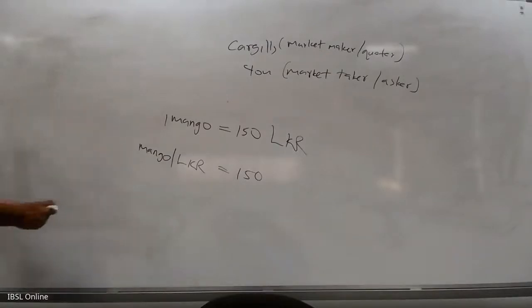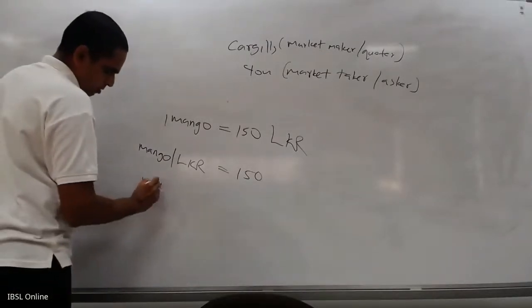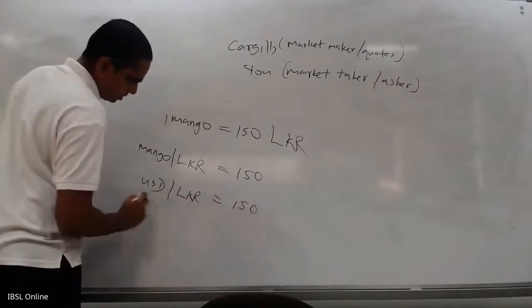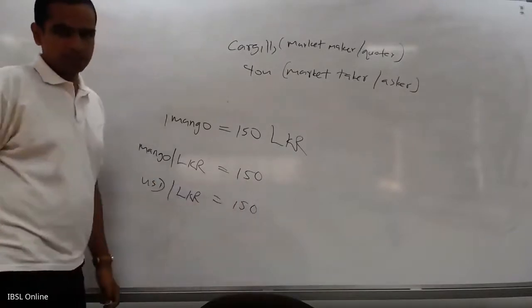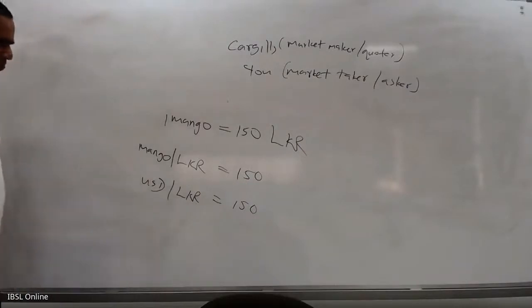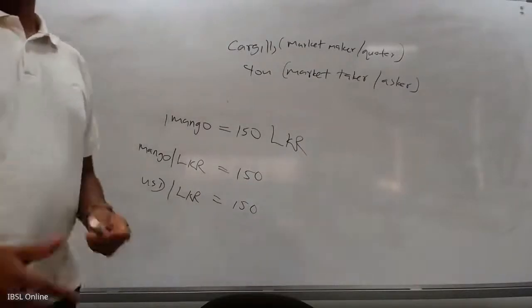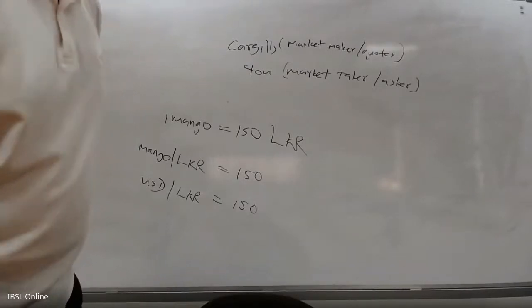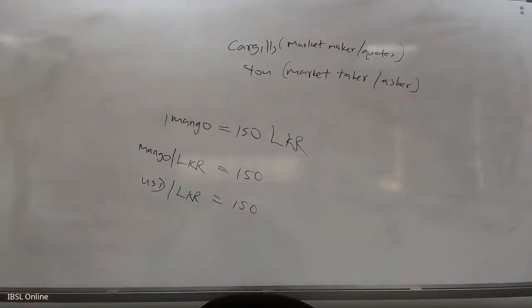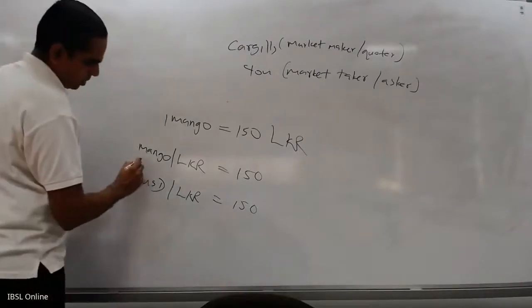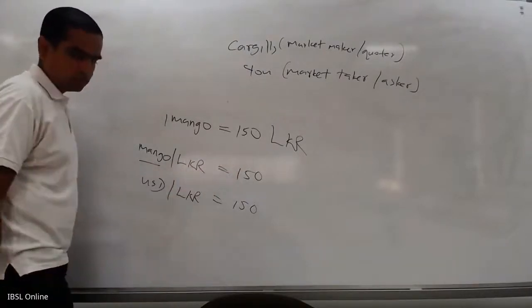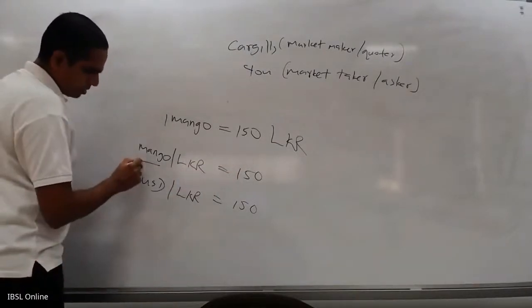Okay, so if the mango was $1 and in rupee it will be 150. This means $1 is 150 rupees. Right. Simplest thing to learn is this: one mango is 150 rupees, right? So you are expressing the price of one mango in terms of rupees. The thing that you wrote first, right?